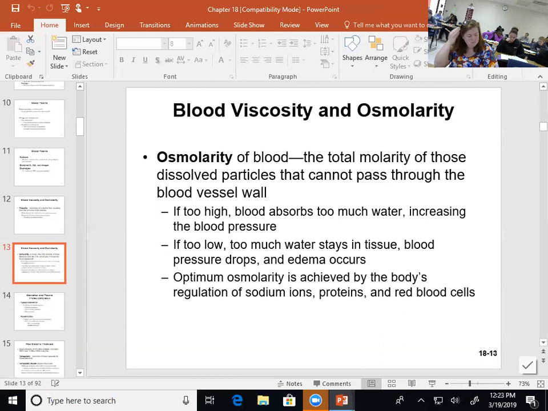All right, the next one says liver, and it says blood clotting. What do we know from the liver? Thrombopoietin, and where does it target?